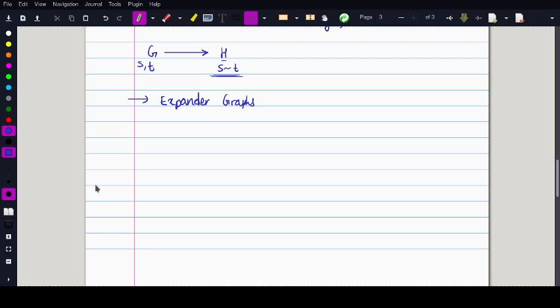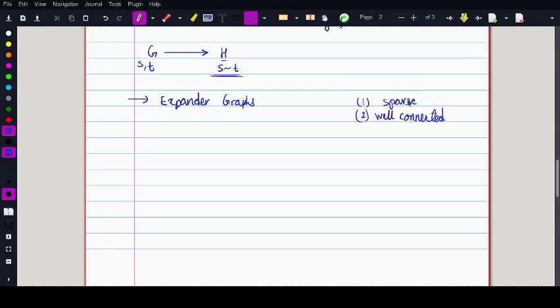So expander graphs, there are multiple definitions for this, but we'll be working with two specifically. Intuitively speaking, a graph is an expander graph if it satisfies two properties. I'll get to the formal definition later, but let's consider a general definition now. We say that a graph is an expander if it satisfies two properties. The first is that it's sparse, and the second property is that it's well connected.